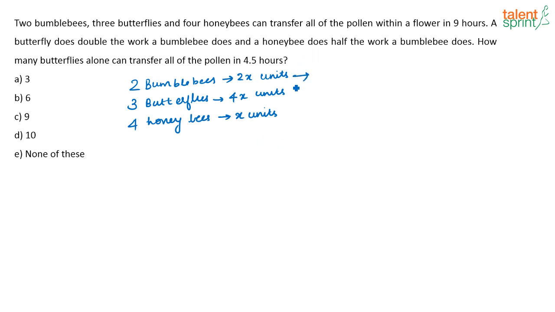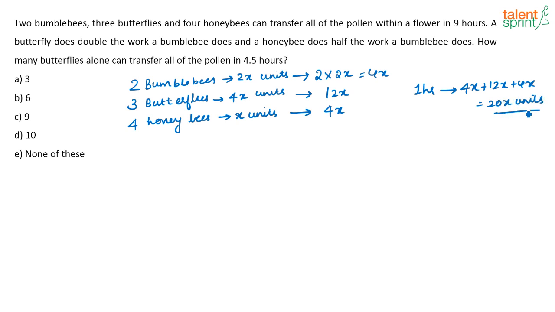So how many bumblebees do I have? I have 2 bumblebees. So the total units of work done by 2 bumblebees is nothing but 4x. Similarly, the total units of work done by 3 butterflies is 12x, and the total units of work done by 4 honeybees is 4x. Or I can say totally in 1 hour, how many units of work is done by 2 bumblebees, 3 butterflies and 4 honeybees? They will do 4x plus 12x plus 4x, or 20x units of work is completed in 1 hour.